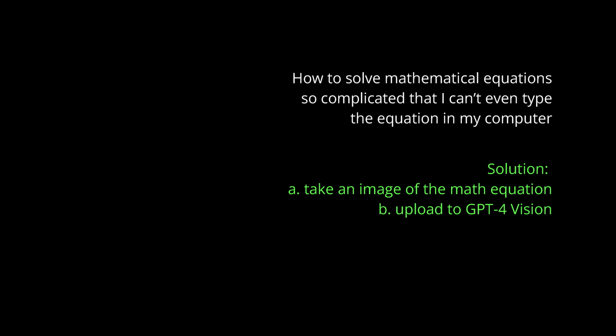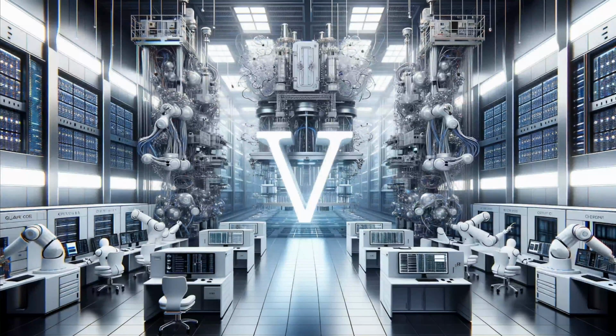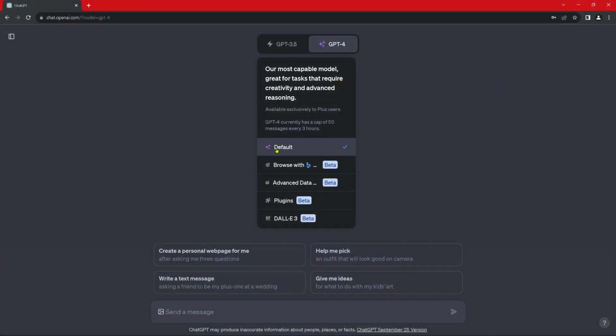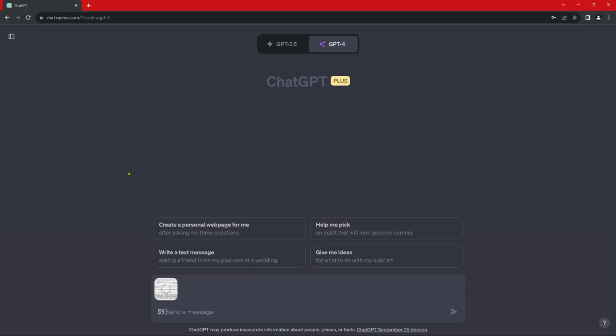How to solve a mathematical equation: take an image and upload it to GPT-4 Vision. Everything in the library is now accessible to AI. Here we go, ChatGPT, we can go to default. I just add an image here, beautiful. And I say, explain the mathematical content of this artificial AI algorithm to me in detail.